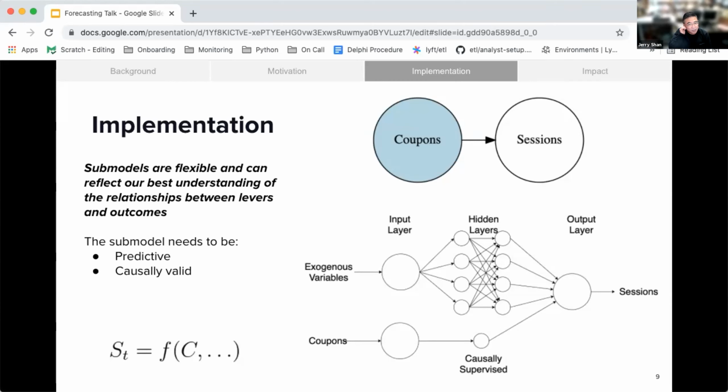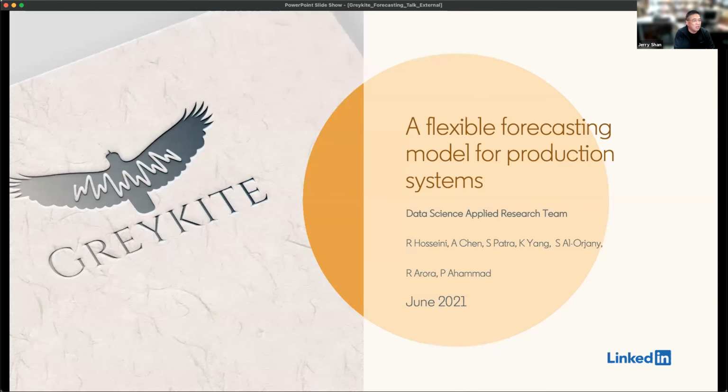Yeah, okay, that's great. Thanks a lot, Samir. Because of the time constraint, we can exchange views offline. So next, let's welcome a team from LinkedIn. The presenter in this case will be Reza Hosseini. Reza is a staff data scientist at LinkedIn, and our team has quite a few members: Reza, Albert, Kaishu, Shayam, and Parvez. So Reza, take over. Thanks, Jerry.